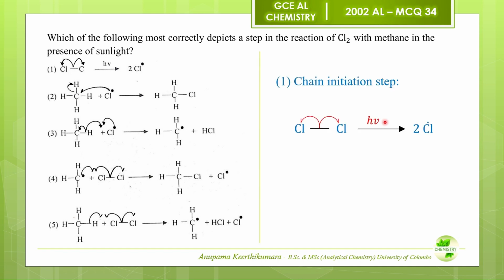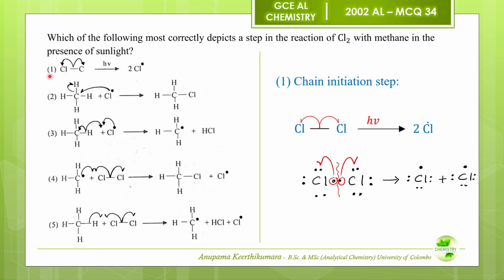The chain initiation step needs energy. In the presence of sunlight, these chlorine molecules undergo homolytic cleavage and convert to chlorine free radicals. In this chlorine molecule, two electrons are shared between the two chlorine atoms, and when this molecule undergoes homolytic cleavage, this bond breaks and each chlorine gets one electron. Therefore, one chlorine molecule converts to two chlorine free radicals. This homolytic cleavage is represented by these half arrows.